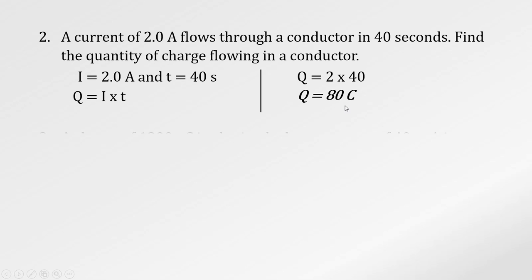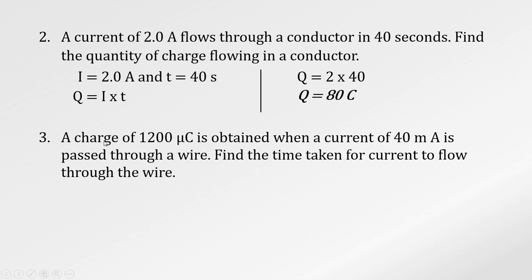80 coulombs. Now from that, number 3, a charge of 1200 microcoulomb, again the symbol here stands for micro, is obtained when a current of 40 milliamperes is passed through a wire. Find the time taken for current to flow through the wire.